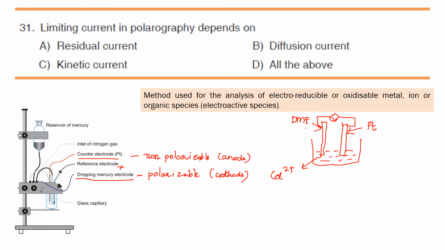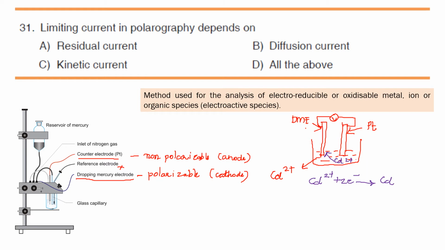Now, when a potential is applied between these electrodes, what is leading to the current flow? To understand that, consider that the container contains cadmium 2+ solution, which contains a lot of cadmium ions. When you apply a potential, these cadmium ions start moving towards the dropping mercury electrode, and at the dropping mercury electrode each accepts two electrons and gets reduced to cadmium atom. This is the reaction taking place at the dropping mercury electrode.